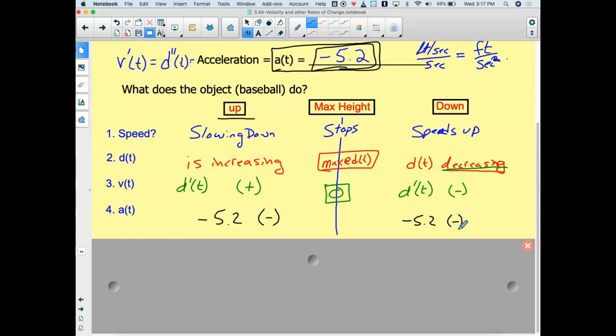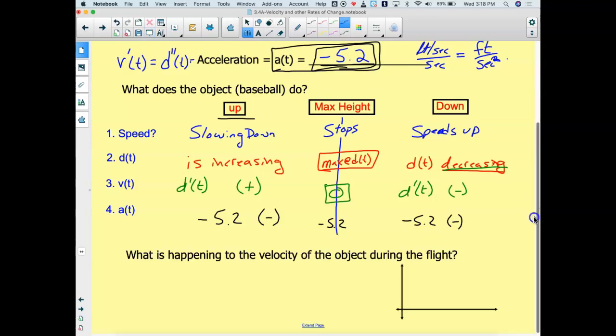So when I'm at the max height, well, what's my acceleration at the max height? Well, again, because it's constant, it's negative 5.2 feet per second squared. Okay, so that really didn't change anything. What we're going to be doing is comparing speed and displacement, velocity, acceleration as we're coming through here.